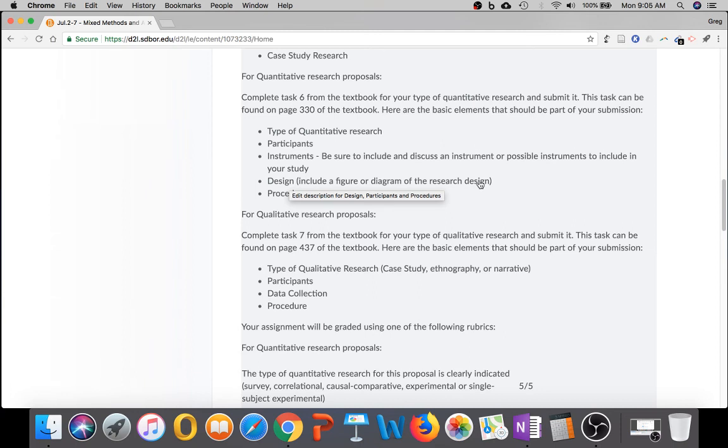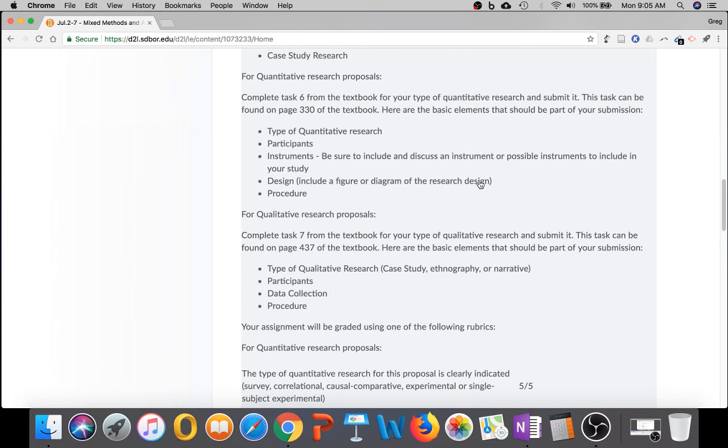That means how is this designed? You know, if it's experimental, what are the control and treatment groups? Can you give me a nice diagram of what that looks like? What's the control? What's the treatment? Or if it's correlational, what is the dependent variable? What's the independent variable? How are they going to stack up?